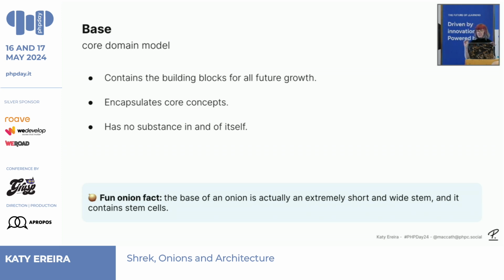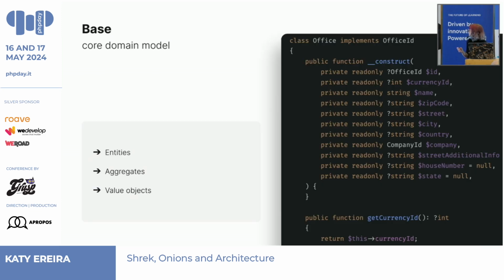It's abstractions. It's contracts. So in terms of our architecture, you find these kind of things as entities and aggregates and value objects. They're sort of the core building blocks of our system.